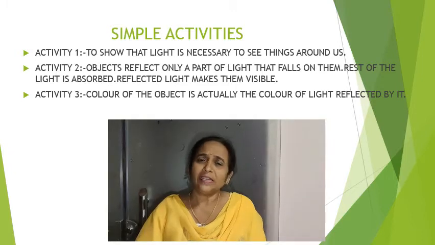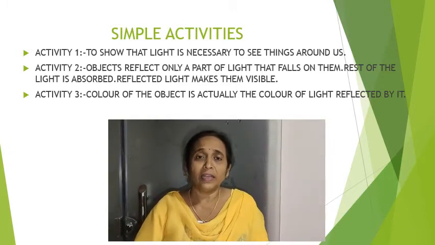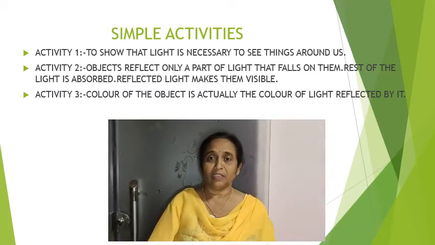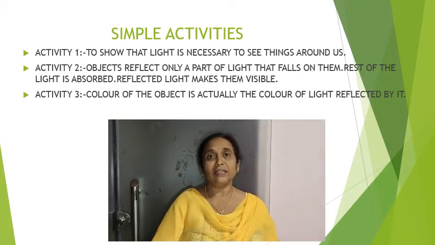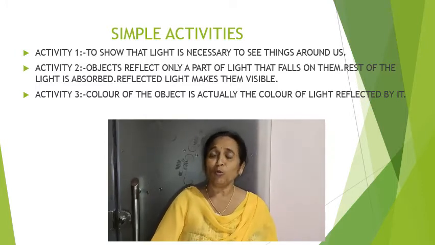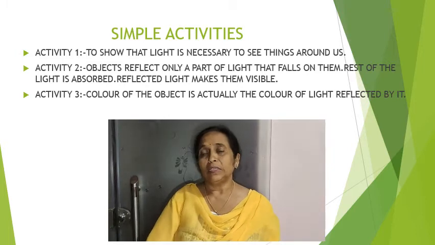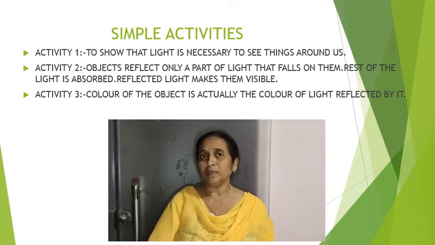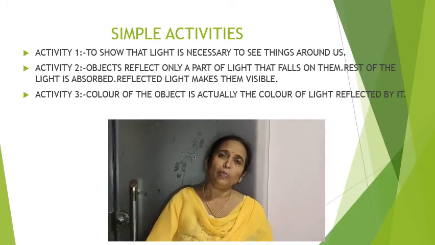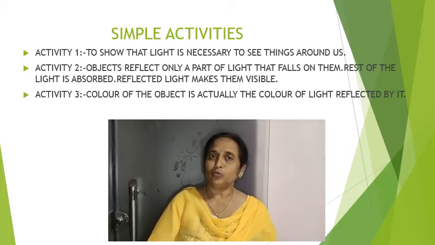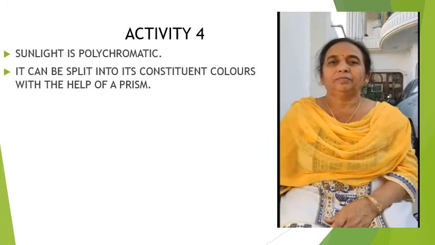Where do the objects get so many different colored lights? The obvious answer is, of course, the sunlight. Then does it mean that sunlight has different colors, so many different colors? Yes, my dear students, sunlight is not made up of a single color, but it is made up of so many different colors. We'll perform another activity to prove this.